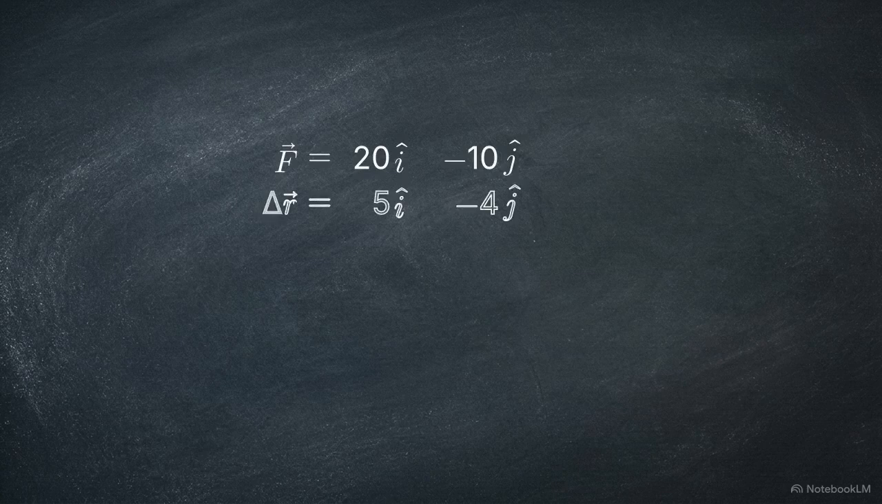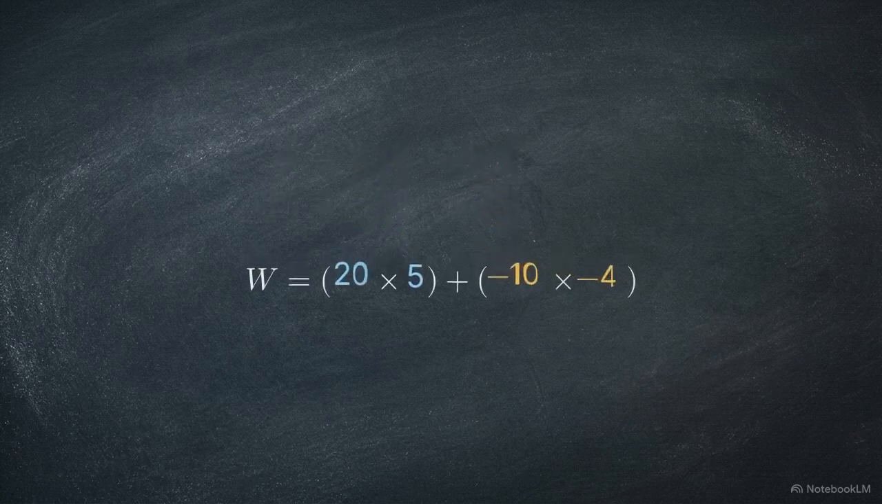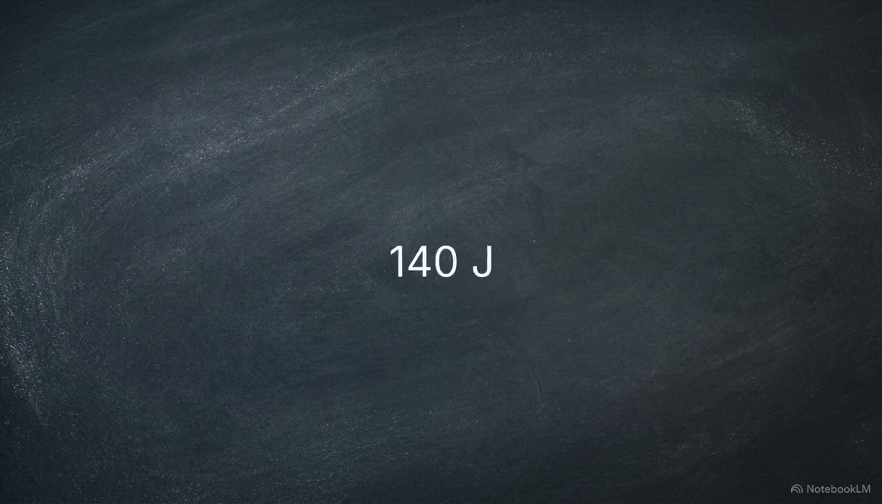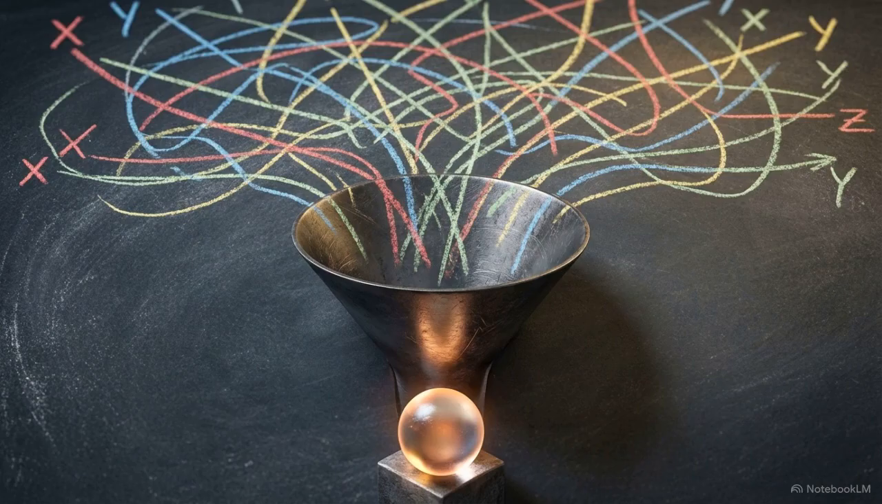Applying this to raw data, if a force vector of 20 i hat minus 10 j hat acts over a displacement of 5 i hat minus 4 j hat, we simply multiply the matched pairs. 20 times 5 plus negative 10 times negative 4 yields exactly 140 joules of work. Unit vector multiplication operates like a mathematical sieve. It instantly converts highly complex 3D directional coordinates into a single clean scalar value.